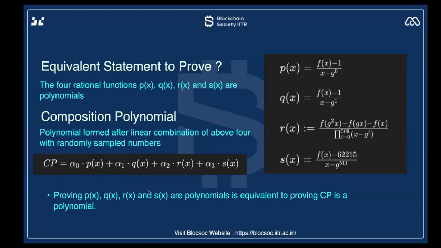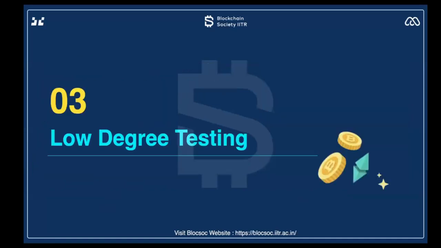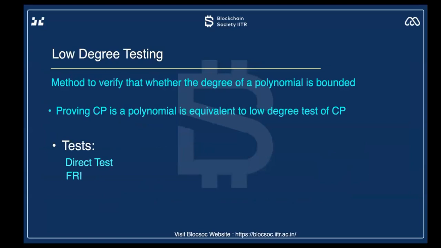So my equivalent statement now is: instead of proving all four of these functions to be polynomials, all I have to do is prove that this is a polynomial, not a function of numerator by denominator. So proving the composition polynomial is a polynomial is equivalent to a low degree test of the composition polynomial.